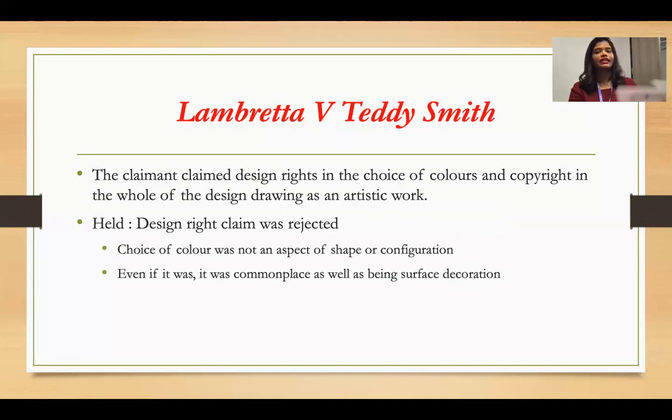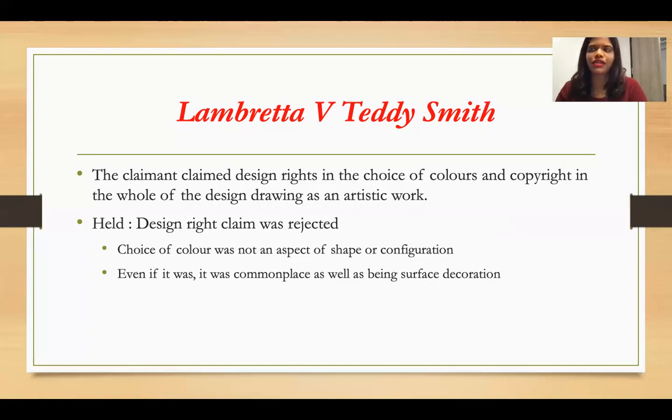In the case of Lambetta and Teddy Smith, this is about the choices of color. So I'll tell you what happened. This party actually came up with a t-shirt. Okay, Lambetta came up with a t-shirt. It's not really a tank top, but it's like a short kind of t-shirt. And the reason why they actually sued was because they felt that Teddy Smith copied the color of their t-shirt.